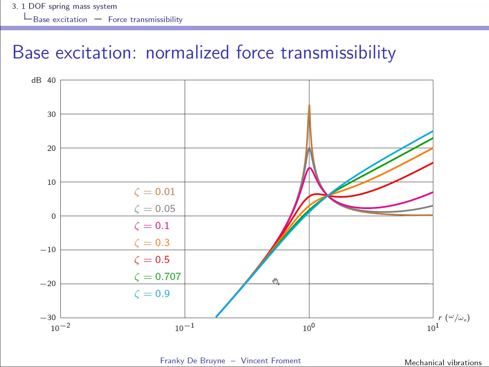It's only the magnitude part here of the normalized force transmissibility. You see that when r is larger than square root of 2, in this region here, the transmitted force increases, and when zeta increases, this force that is transmitted increases as well. Here we have the impression that the force transmitted goes to 0 when zeta becomes very small, but at higher frequencies it goes up again as well.